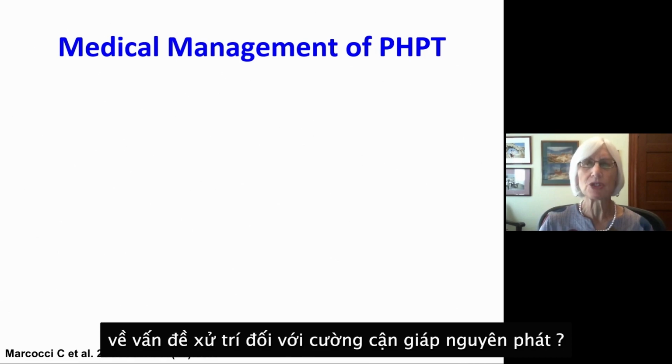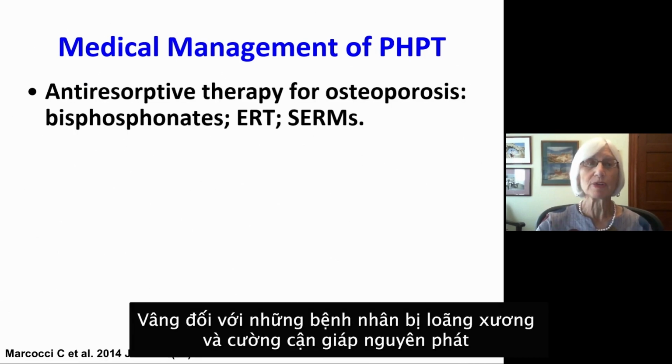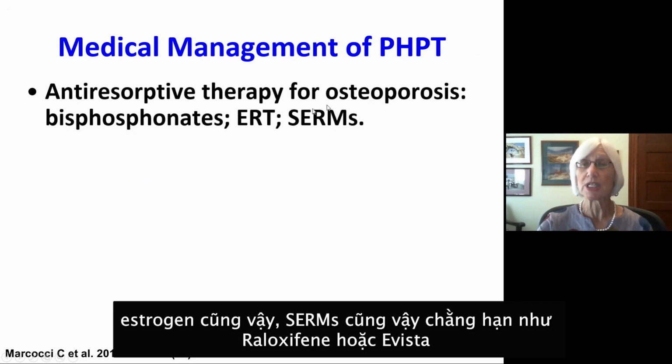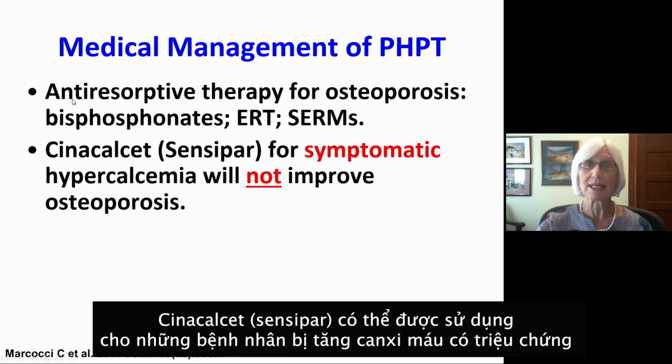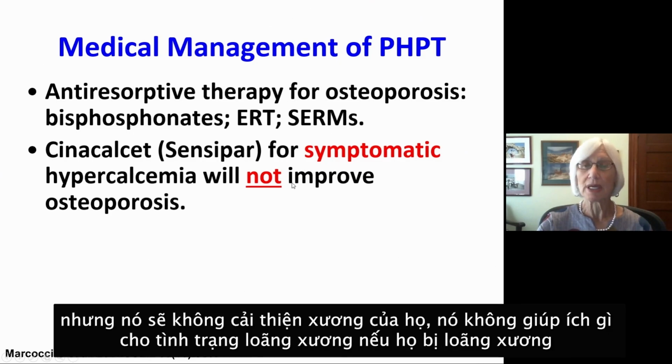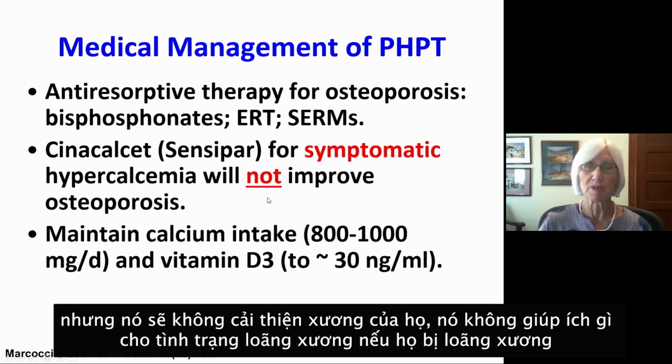What about medical management of primary hyperpara? Well, for patients who have osteoporosis and primary hyperpara, there are data showing that bisphosphonates can help slow or stop the bone loss. So can estrogens, so can SERMs, such as raloxifene or Evista. Cinacalcet, Sensipar, can be used for patients with symptomatic hypercalcemia who refused or cannot go through surgery, but it will not improve their bones. It does not help their osteoporosis if they have osteoporosis.